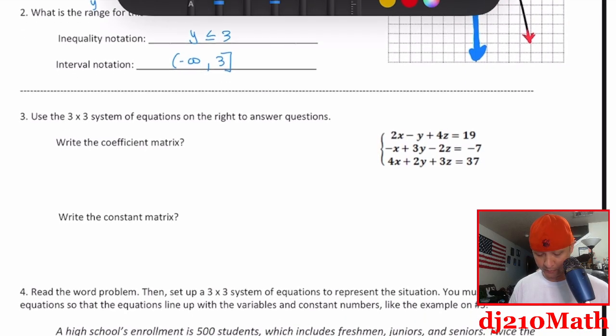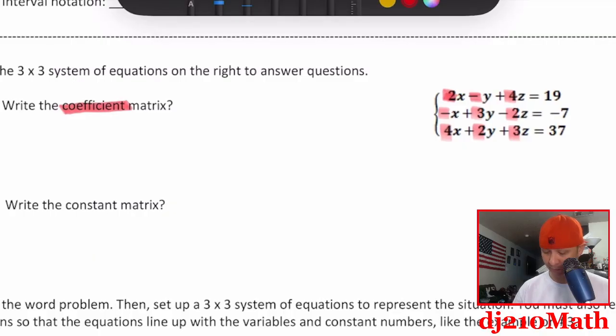All right, number 3. Matrices. We haven't talked about this in a while. So 3 by 3 system of equations. What is the coefficient matrix? So the coefficient matrix, hence the name coefficients, it's all the numbers in front of the variables, everything that's in front of the variables in order. So it's going to be 2, negative 1, 4. Negative 1, 3, negative 2. 4, 2, 3.